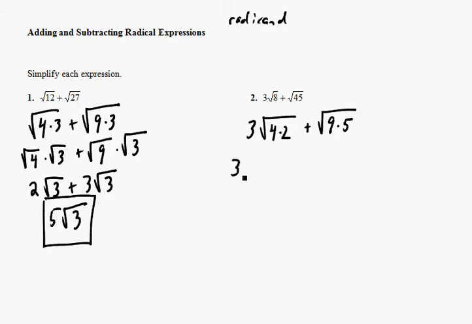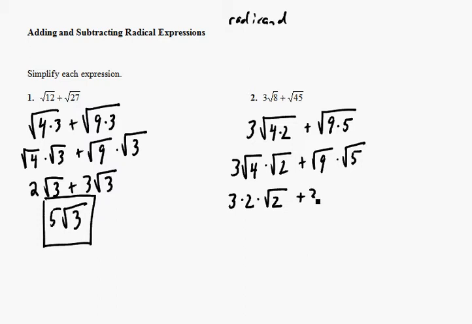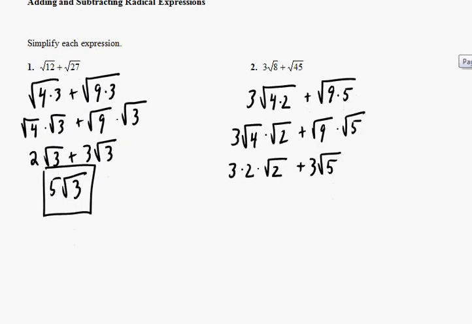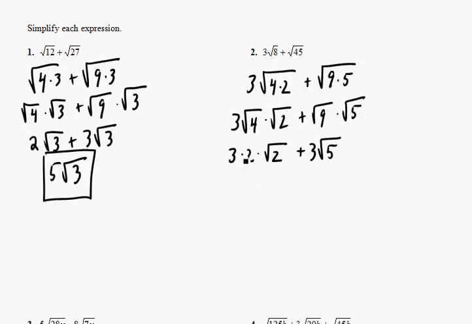Now, we have 3 times the square root of 4 times the square root of 2, plus the square root of 9 times the square root of 5. The square root of 4 is 2, so we have 3 times 2 times the square root of 2, plus the square root of 9 is 3, so 3 times the square root of 5. Here we can multiply the 3 times the 2, which gives us 6, so we have 6 times the square root of 2, plus 3 times the square root of 5.